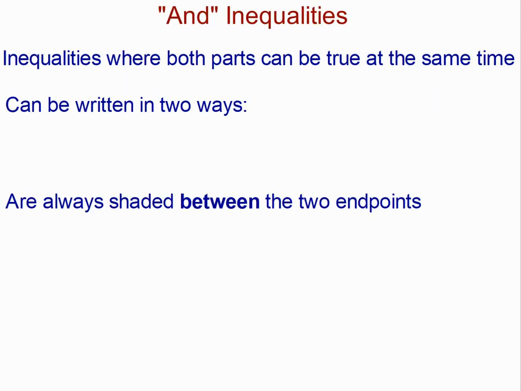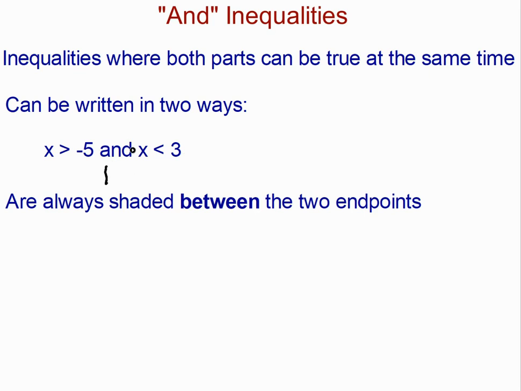So we're going to start with and inequalities. And inequalities are inequalities where both parts of the inequality can be true at the same time. They can be written in two ways. So here's one way: x is greater than -5 and x is less than 3. The way I can think about this is, is it possible for me to come up with a number that is both bigger than -5 and smaller than 3? And I can, for example, 1. 1 is bigger than -5, that's true, and 1 is smaller than 3.